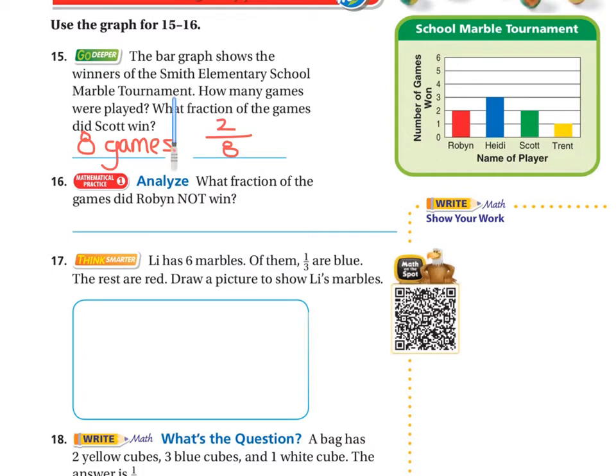Then, when we focus on the second question, what fraction of the games did Scott win, we need to use this answer, 8 games, when I'm trying to figure that out. So if I look at Scott, he's right here. I see that Scott played and won 2 of his games. So the fraction would be 2 out of 8, 2/8.